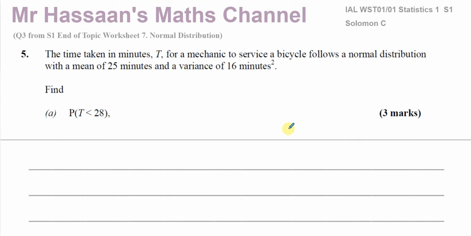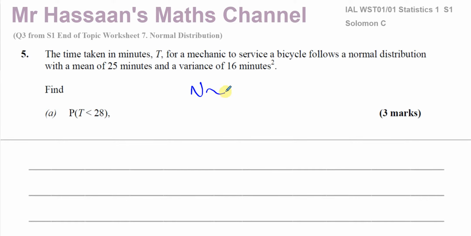I'm now going to answer question number 5 from the S1 Statistics Solomon C collection, which is also question 3 of my S1 end-of-topic worksheet number 7 on normal distribution. And the question is about the time taken in minutes, T, for a mechanic to service a bicycle, and tells us that it follows a normal distribution.